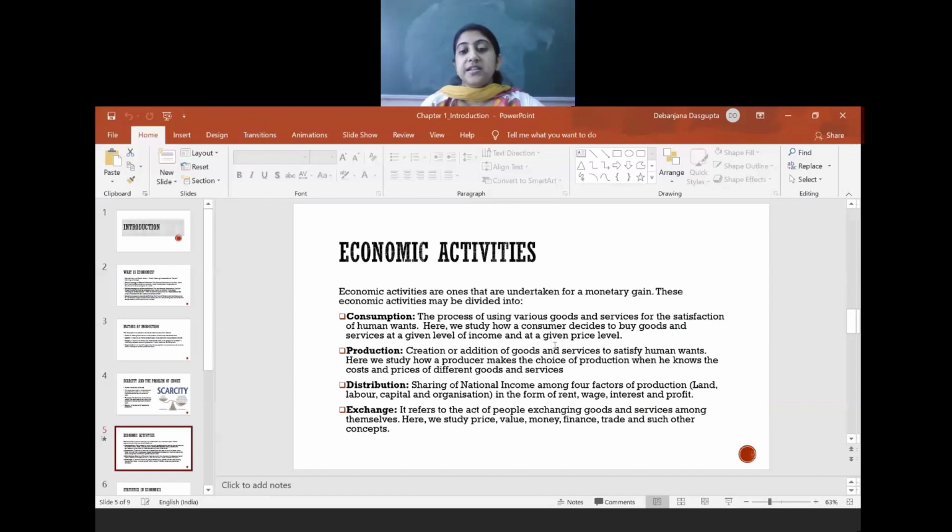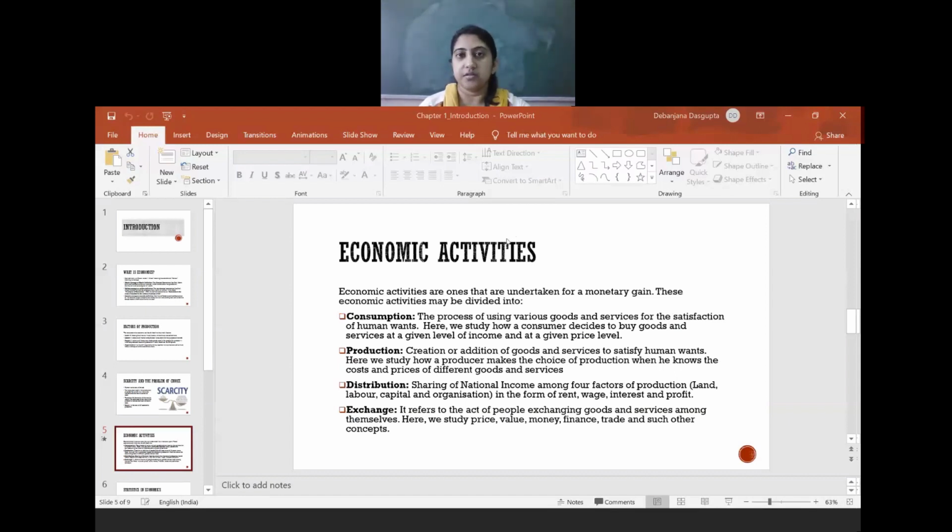Therefore, here we study how a consumer decides to buy goods and services at a given level of income and at a given price level, right? So this is what we study in consumer behavior, the way the consumer is buying different goods and services with the amount of income, the amount of money that he has in his hand.